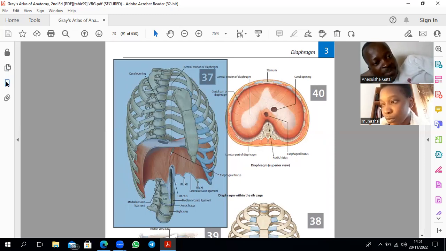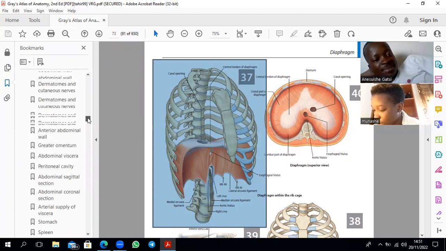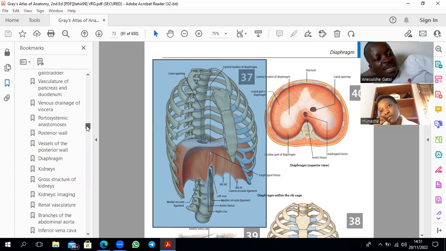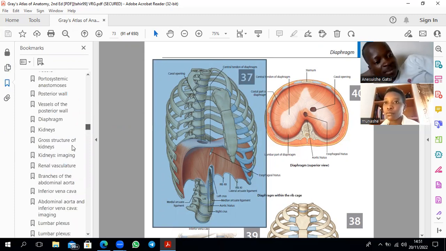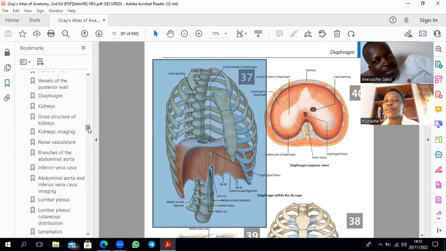Okay. So after passing through the diaphragm, our aorta is now in the abdomen. It will just change name. We'll call it abdominal aorta. Where does the abdominal aorta start? Whilst I look for my diagram. The inferior part of the aortic hiatus.